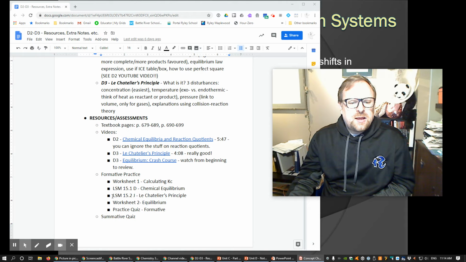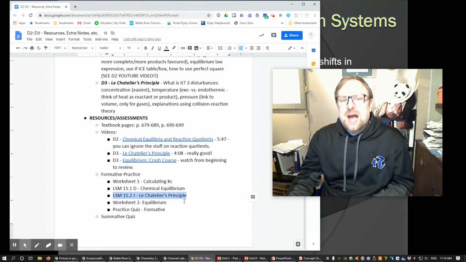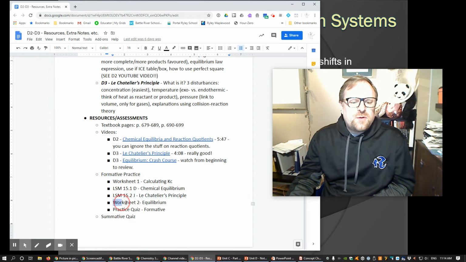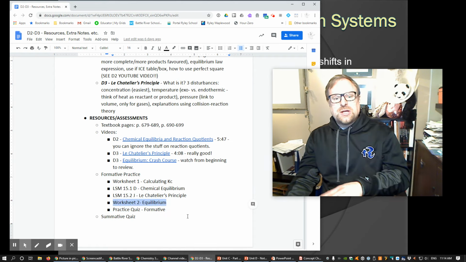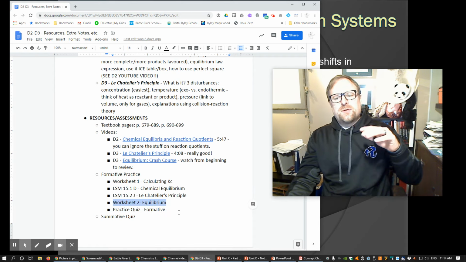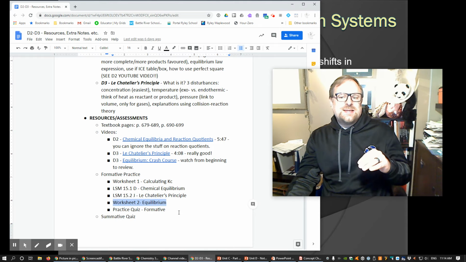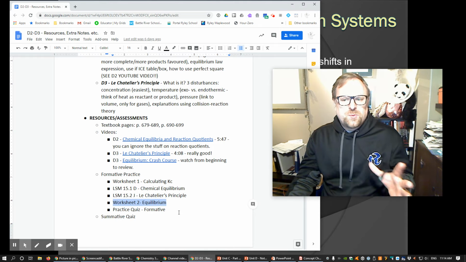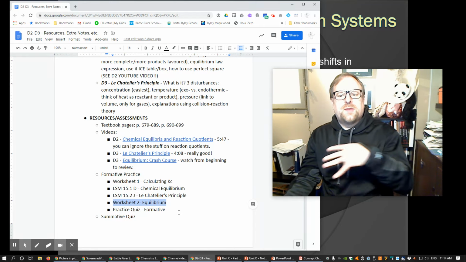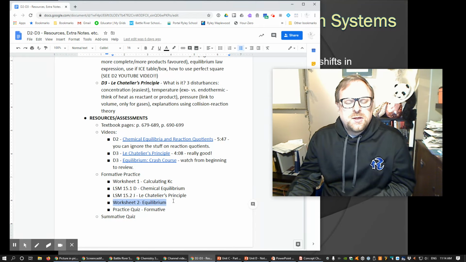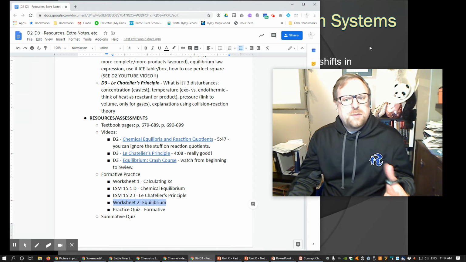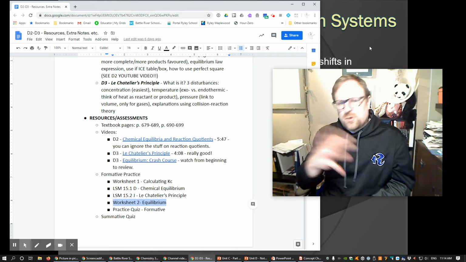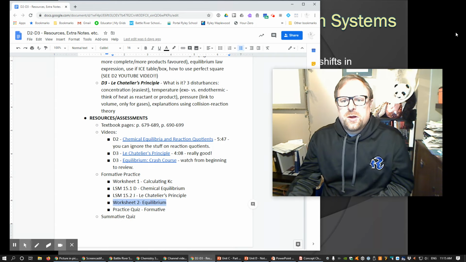Then there's a line master that I want you to do, LSM 15.2J, which is on Le Chatelier's principle. I highly recommend that. And if you haven't jumped into it already, jump into worksheet 2. This worksheet covers concepts D2 and D3, so you can use it to prepare for the formative and then the summative quiz afterwards. Without further ado, I'm going to jump into the lesson, and feel free to pause at any point if you need to go back and rewind or watch anything again. You're welcome to do that.